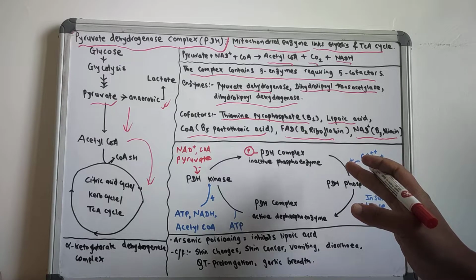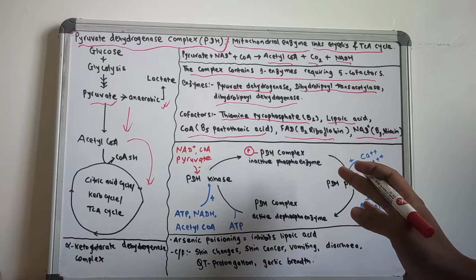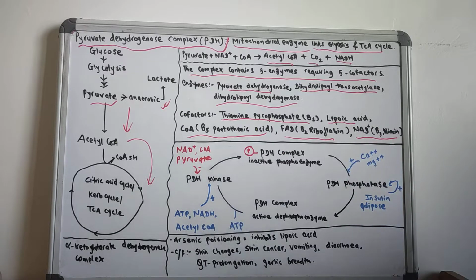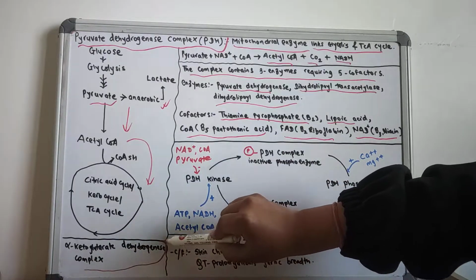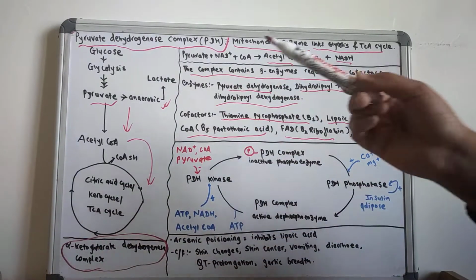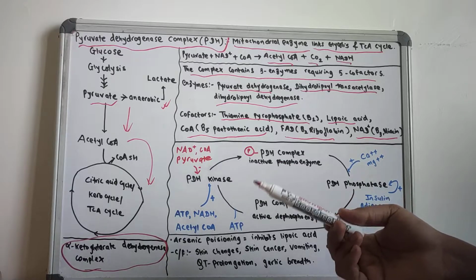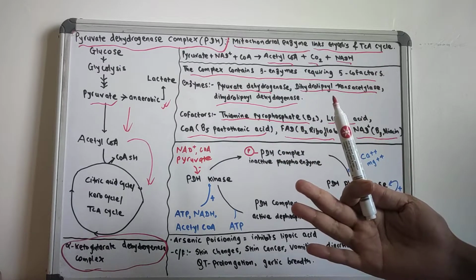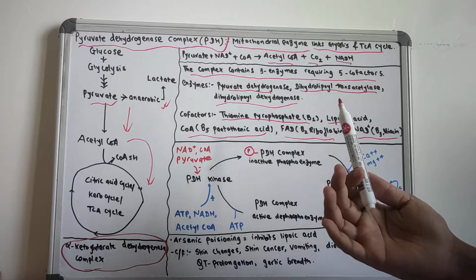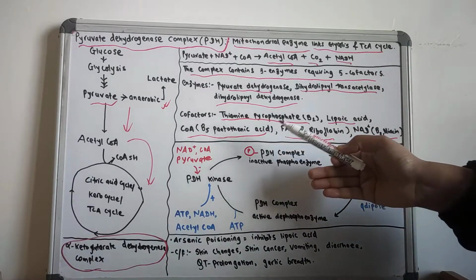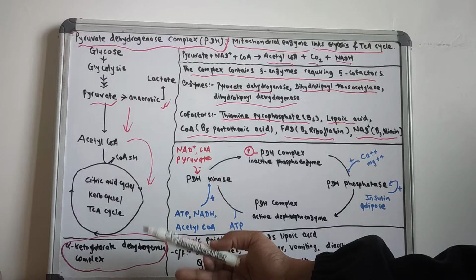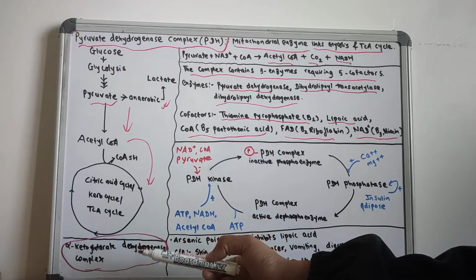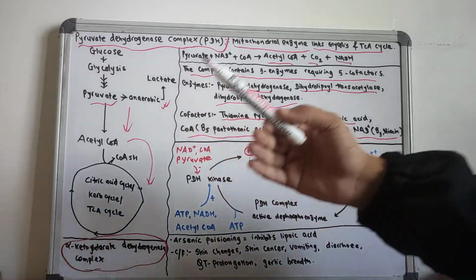Another enzyme comparable with the pyruvate dehydrogenase complex is alpha ketoglutarate dehydrogenase complex of the citric acid cycle. So alpha ketoglutarate dehydrogenase complex is one of the comparable enzymes of the pyruvate dehydrogenase complex because it uses the same 5 cofactors. The detailed explanation of alpha ketoglutarate dehydrogenase complex, I will discuss in the citric acid cycle.